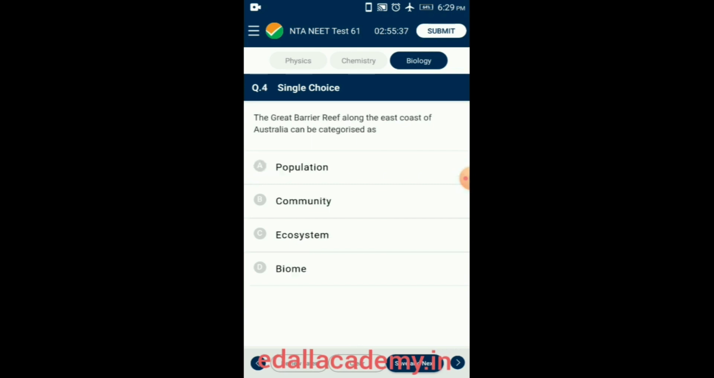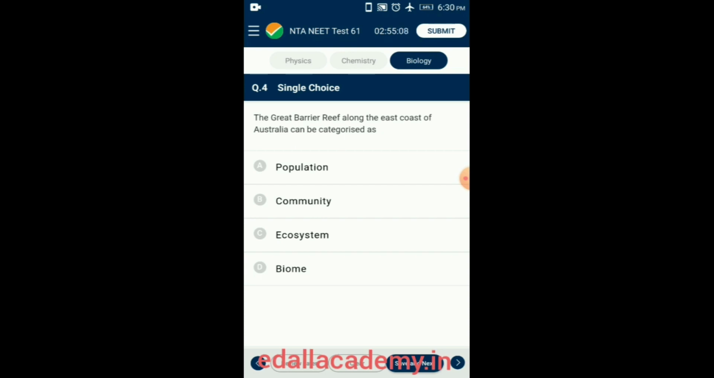Let's go for question number 4. The Great Barrier Reef along the east coast of Australia can be categorized as. The Great Barrier Reef, the largest system of coral reefs in the world, is more than 2000 km in length and comprises 2900 separate reefs and 940 islands.